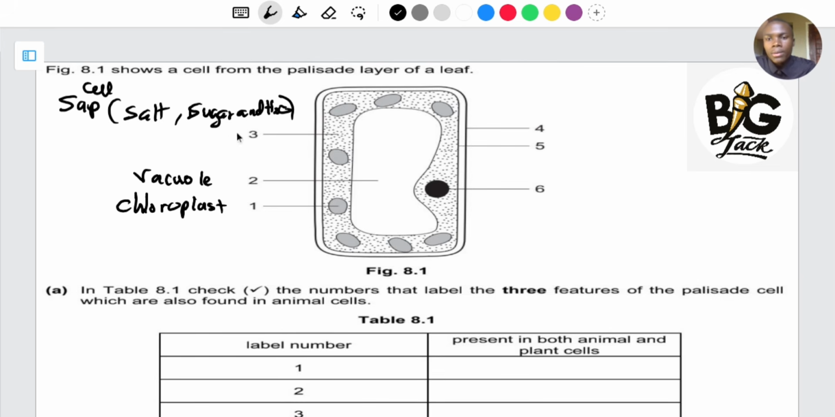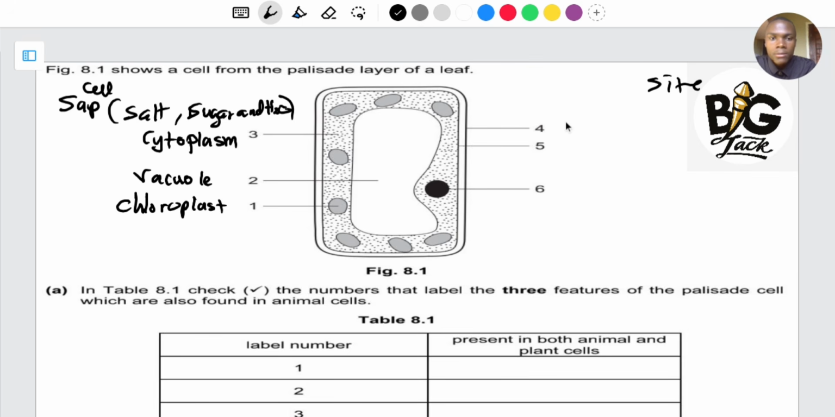Then structure 3 is called the cytoplasm. Cytoplasm is a jelly-like fluid. It's more like a site, and when I use the term site, I just mean the place. It's a place for chemical reactions. Cytoplasm is present in both plants and animals, but the vacuole is only present in plants. So that's one thing that you need to know.